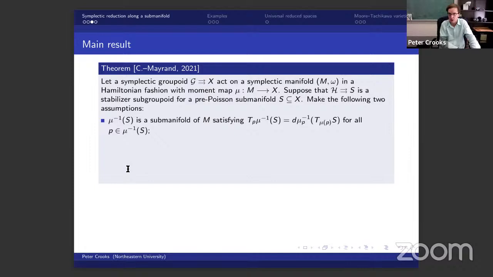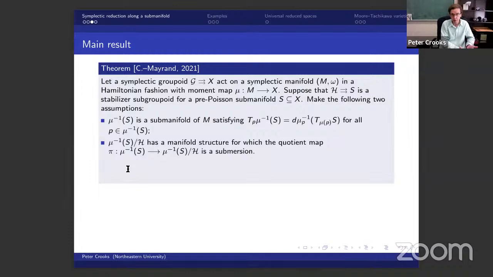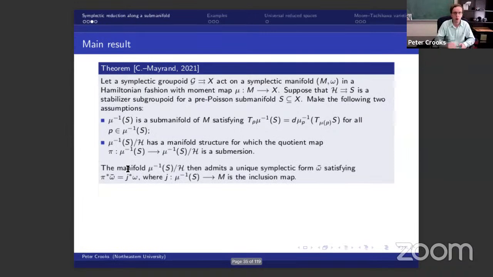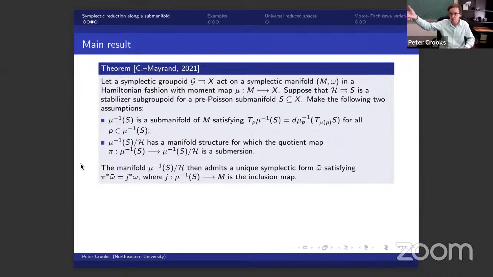And another sort of sanity condition is that when we take the quotient of mu inverse of S by this stabilizer subgroupoid H, what we get is actually a manifold in a reasonable way. So we're going to be assuming that this quotient topological space has a manifold structure for which the usual quotient map is a submersion. Then in those cases, that quotient manifold is going to be symplectic in the expected way. So this quotient has a unique symplectic form that, when pulled back under the quotient map, agrees with the restriction of the symplectic form on M to that level set. That's the usual condition, and that's exactly what one gets here.